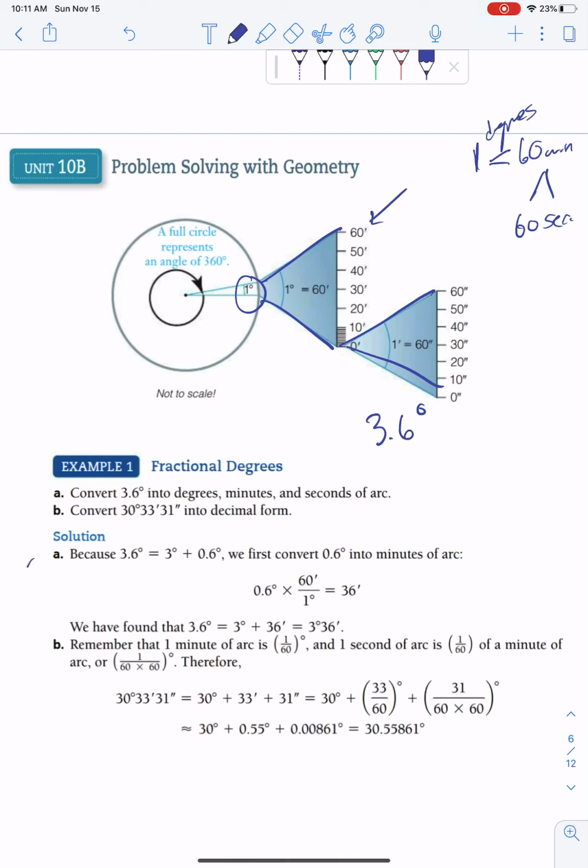So I've got your solutions right down here for part A. It says we take 3.6 degrees, which is equal to 3 plus 0.6. And we convert that 0.6 into minutes.